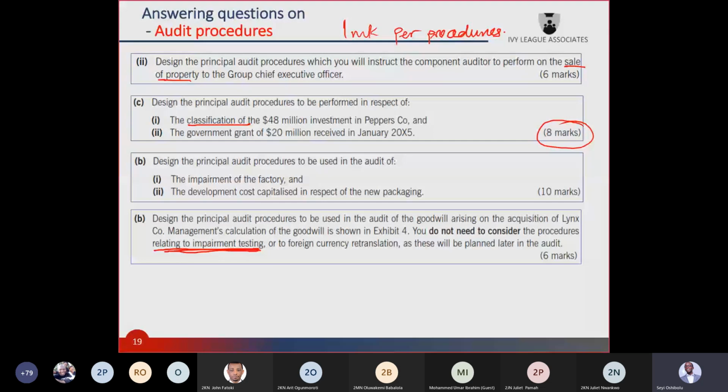That first one might look easy, sale of property. Well, maybe it's actually easy. But the fact that it is sold to a related party, which is a key management personnel, may require that additional procedures be carried out. It is impossible to give you any list of procedures that will cover all possible scenarios in the exam hall.